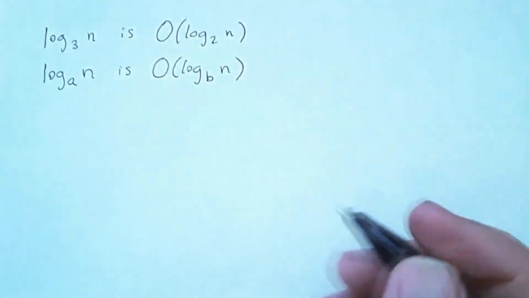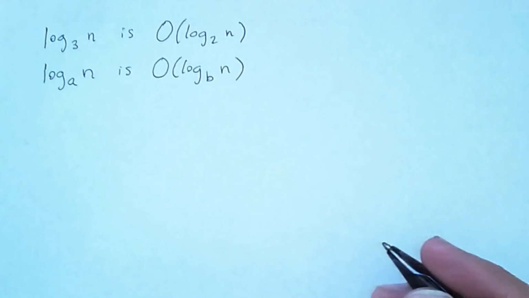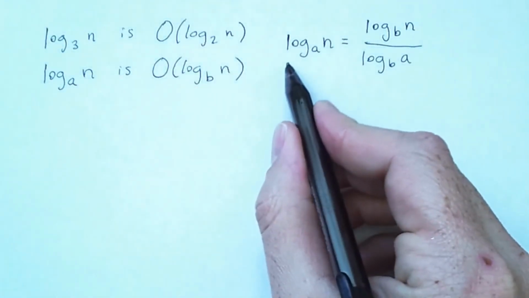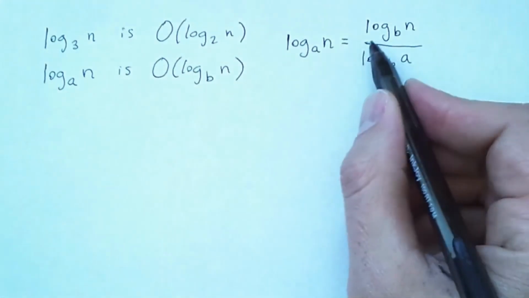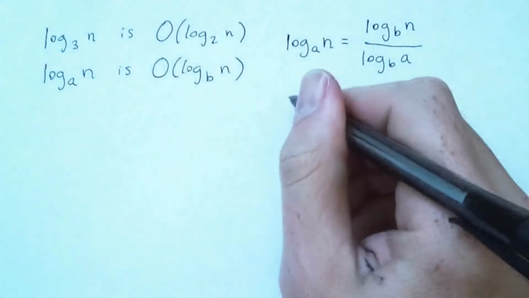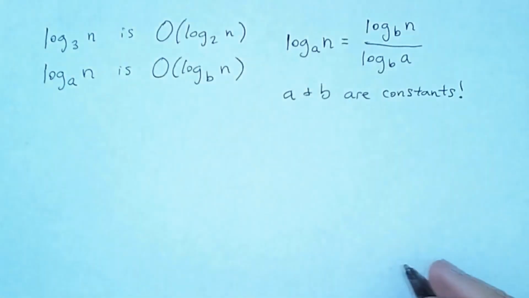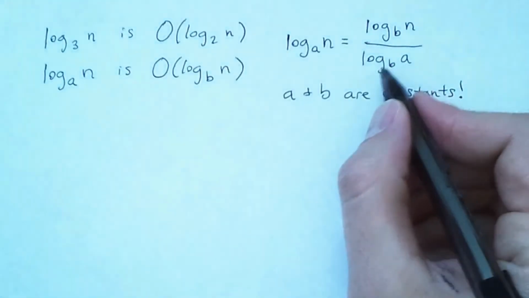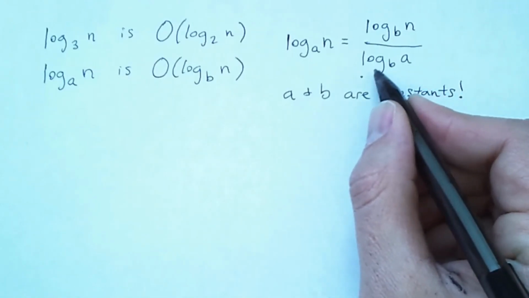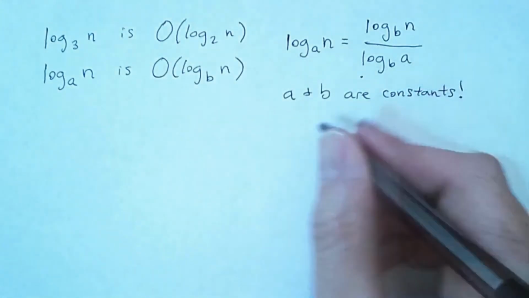It actually hinges on this change of base formula for logs, which you can be forgiven for forgetting. It looks like this. Log base a of n is equal to log base b of n divided by log base b of a. And remember, very important in all of this, that a and b are constants. Now what that means is that this portion, log base b of a, is the log with a constant base of a constant value. So that is also a constant.